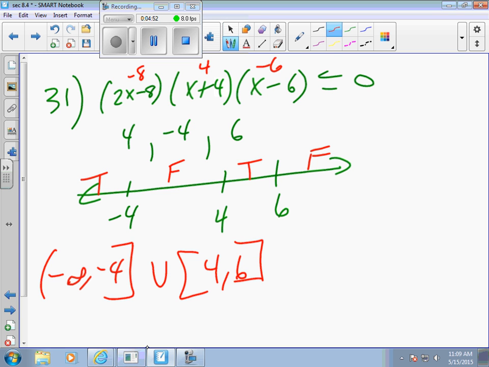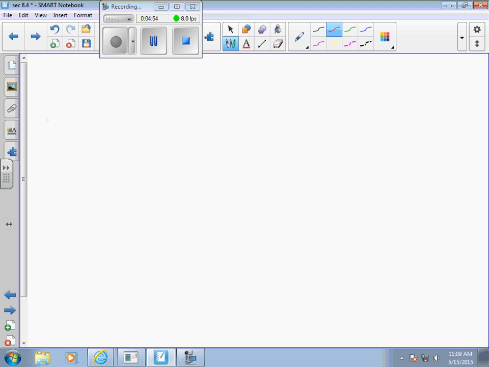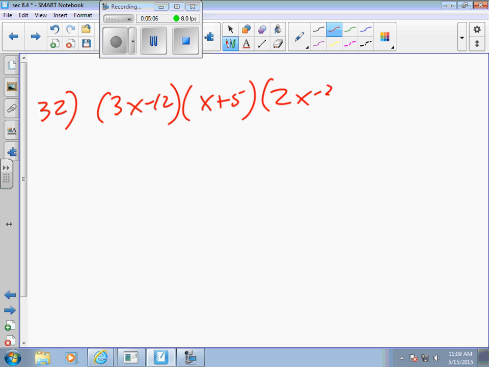Okay, let's try 32. It says (3x - 12)(x + 5)(2x - 3) is greater than or equal to 0. Remember, the equal to means that there's going to be brackets in our answer. And let's find out where our zeros are.